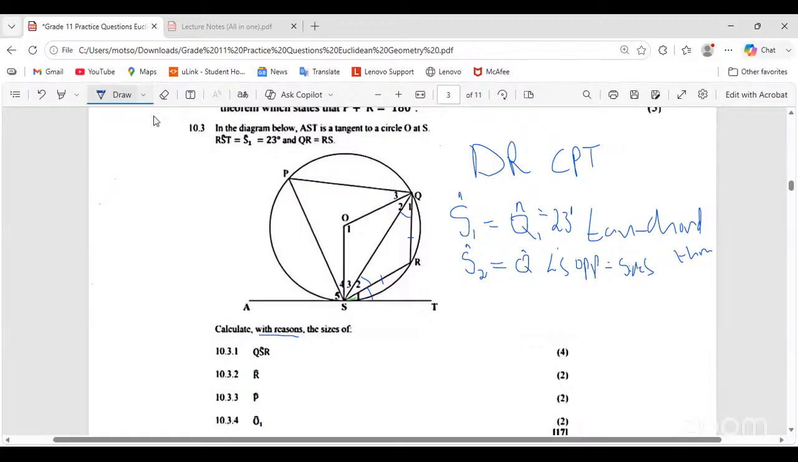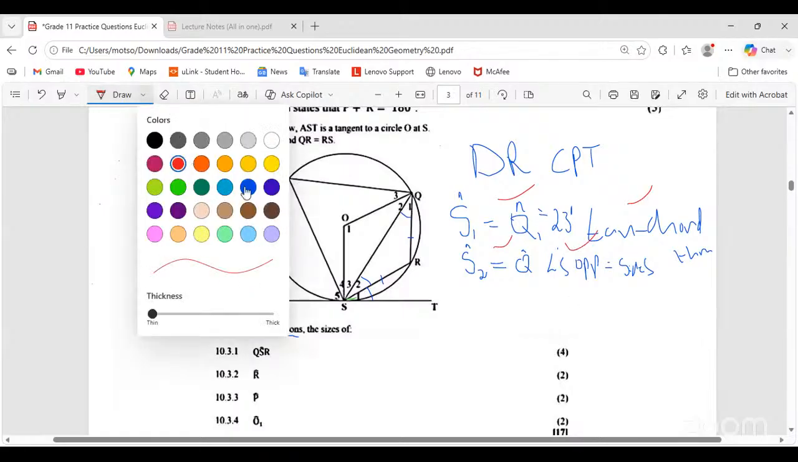You will have your mark allocation like this: the statement, the reason, the statement, the reason. You get your 4 marks.